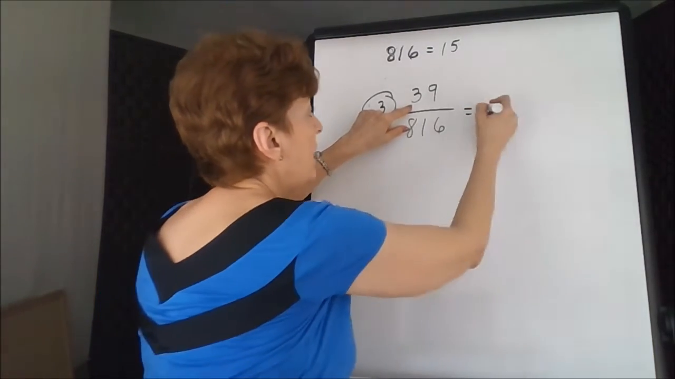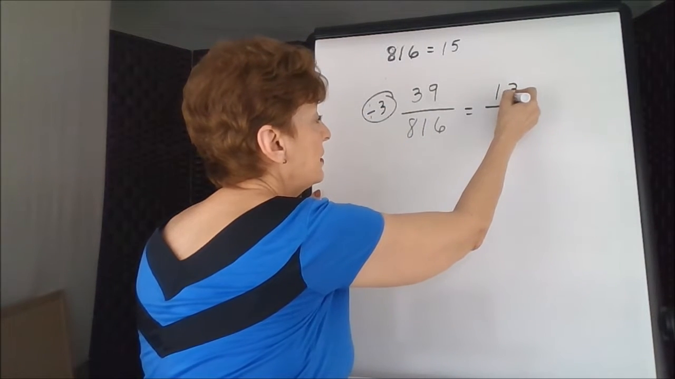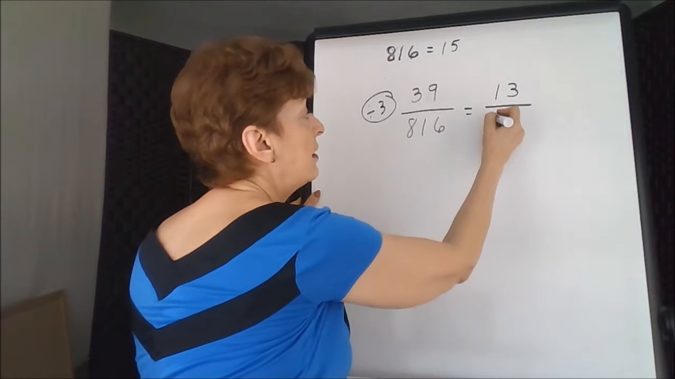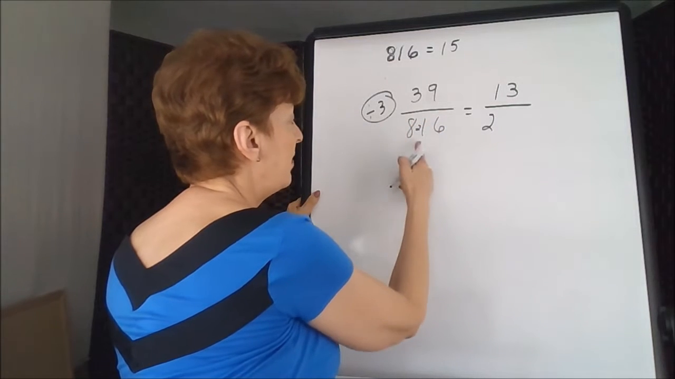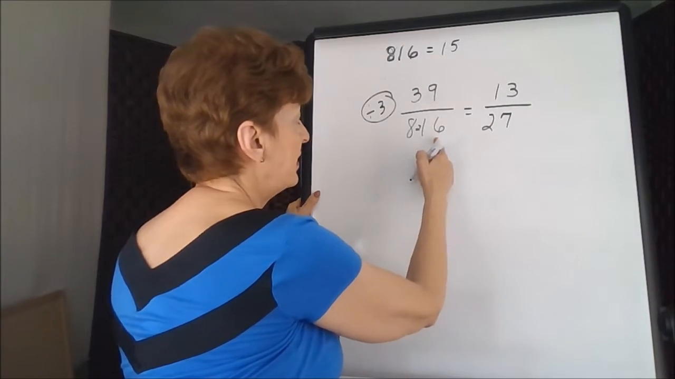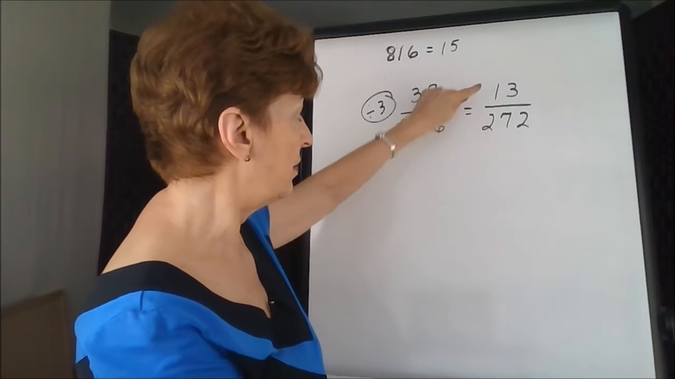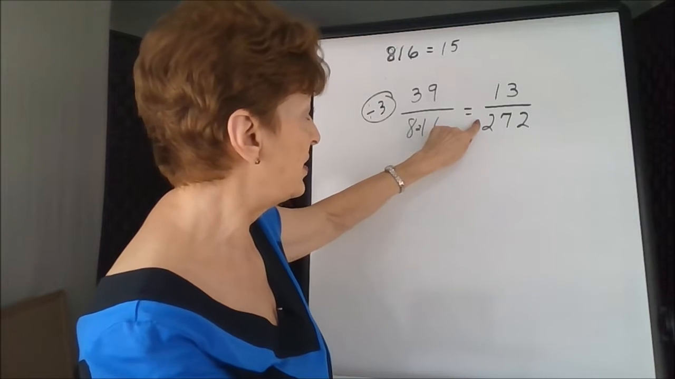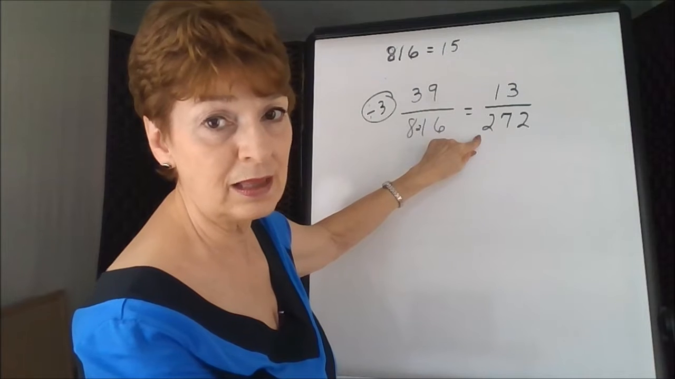3 divides into 3 one time. 3 divides into 9 3 times. So we've just reduced that to 13. 3 divides into 8 twice with 2 left over. 3 divides into 21 7 times. 3 divides into 6 twice. So our answer to this problem is 13 over 272. This one is probably in the lowest terms.